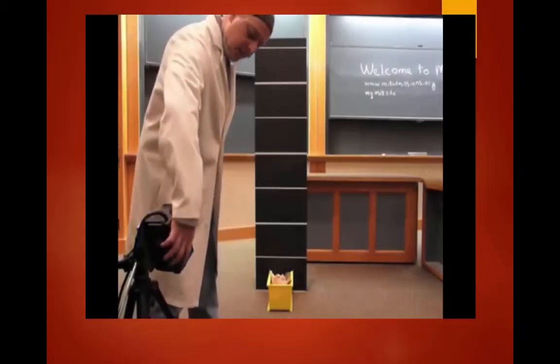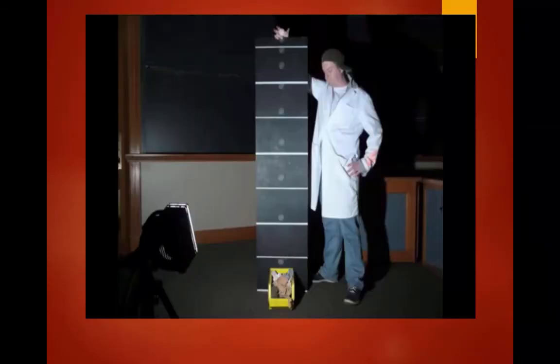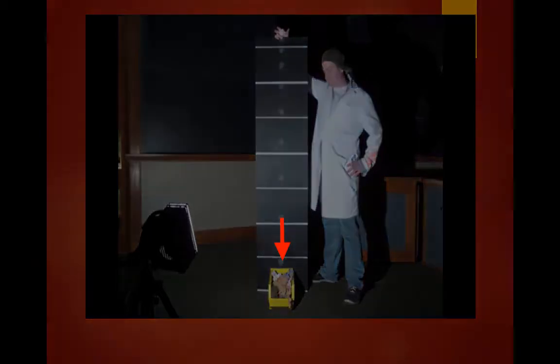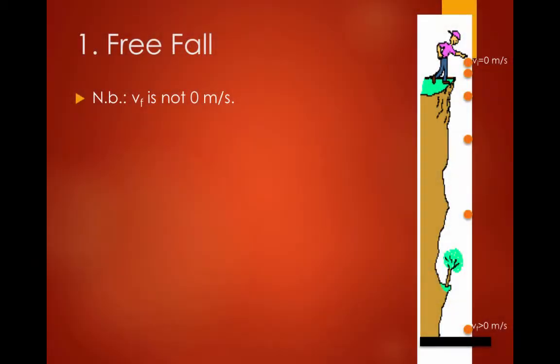Here's a strobe of a free-falling object. Note the increasing displacement for each strobe. The object starts at rest and then drops. The final image shows you the object displaces more and more as time passes. It is accelerating at a rate of negative 9.8 meters per second squared. Note that a free-falling object will start with a velocity of 0, but it will not have a final velocity of 0. It will acquire speed as it falls.